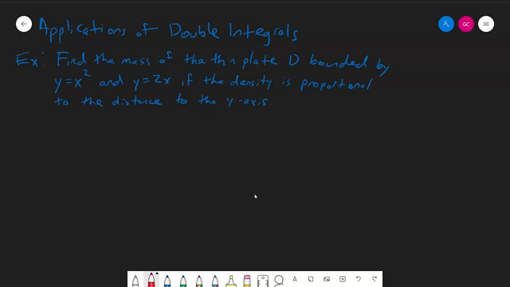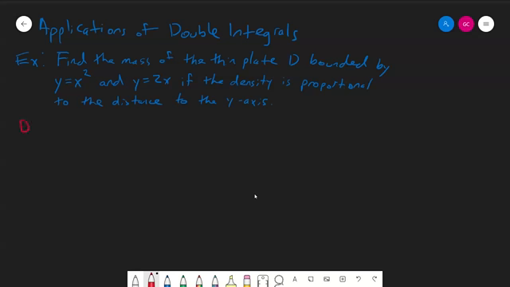Okay, let's find the mass of the thin plate D bounded by y equals x squared and y equals 2x, if the density is proportional to the distance to the y-axis. We'll start by sketching the region D.